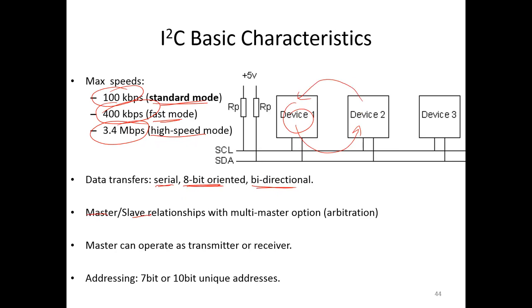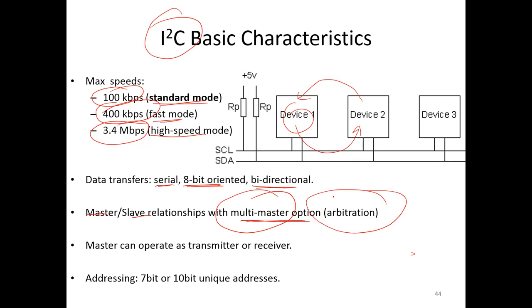So here we have a master-slave relationship with a multi-master option. So we can have multi-master as an answer to the previous question. Okay, so in I2C we can have multi-master. And if you have multi-master, we need arbitration. Which master can monitor the line? Okay. The master can operate as transmitter or receiver, so it can send the data or receive the data.